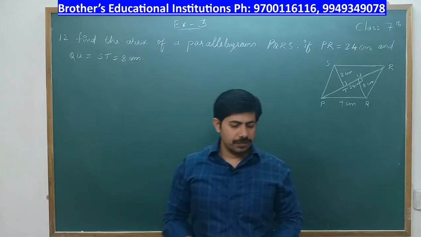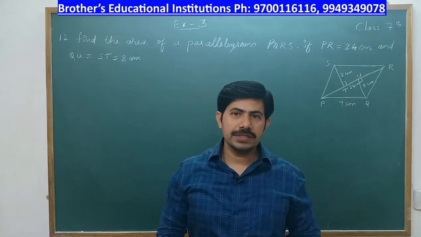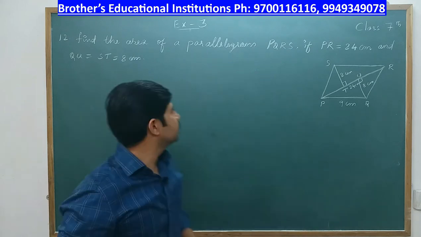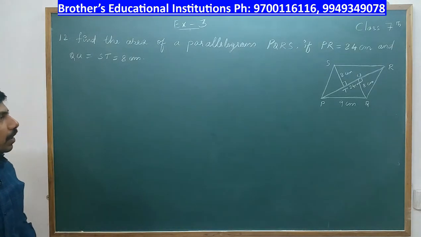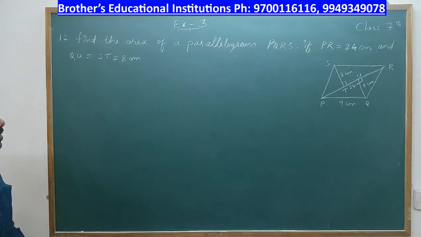Welcome back. So we are doing the problems on areas. Today's first problem is: find the area of parallelogram PQRS if PR is 24 centimeters and QU is 8 and ST is also 8 centimeters.